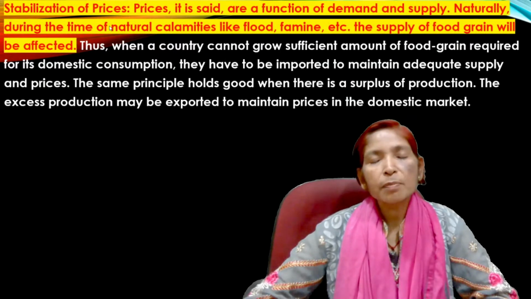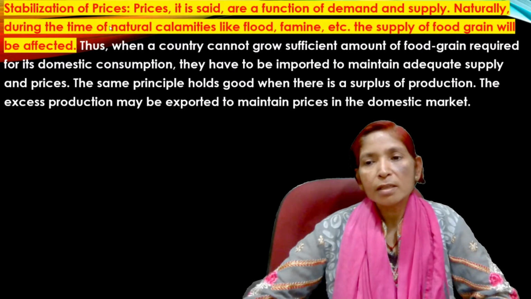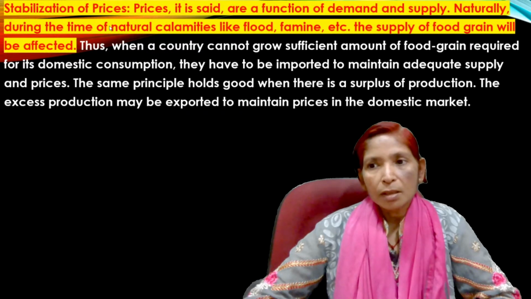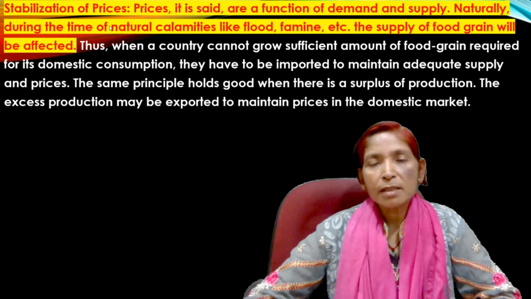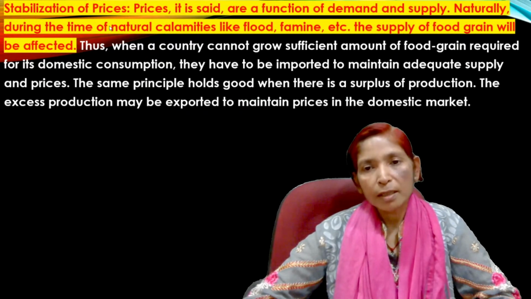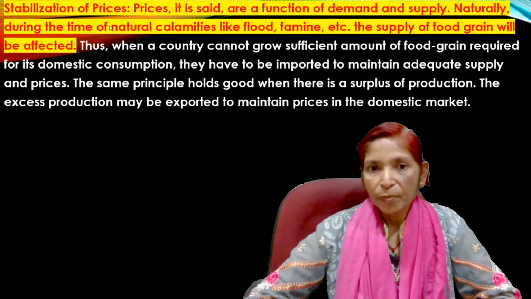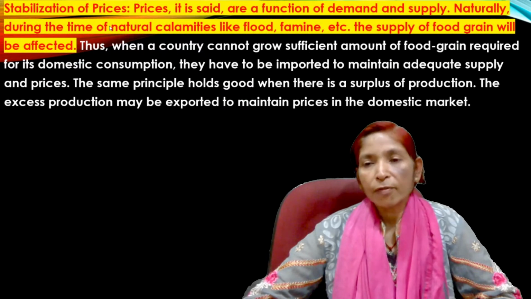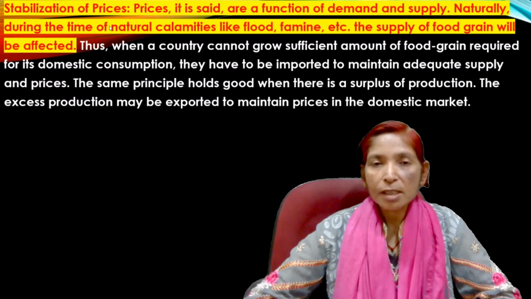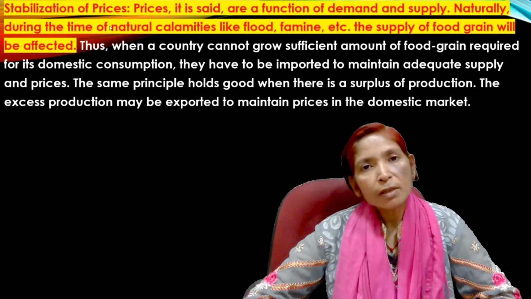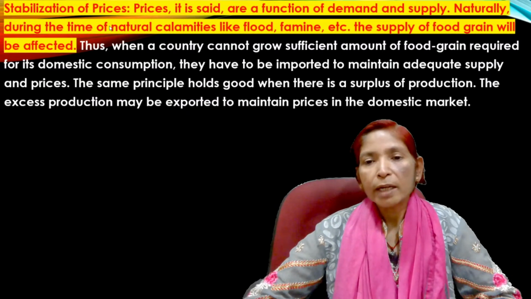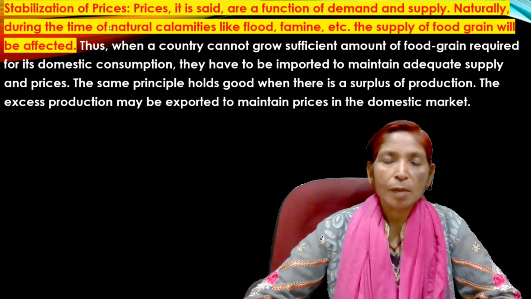The same principle holds for goods. When there is a surplus of production, the excess production may be exported to maintain prices in the domestic market, and vice versa. If we have a deficiency of production, then we can import goods and services from abroad to maintain prices in the domestic market.